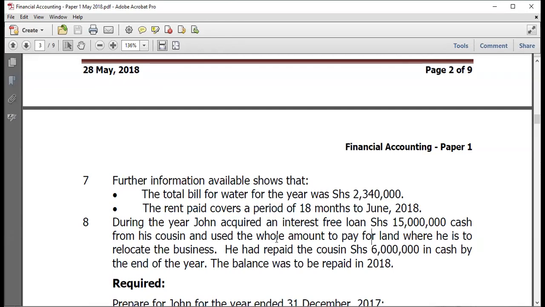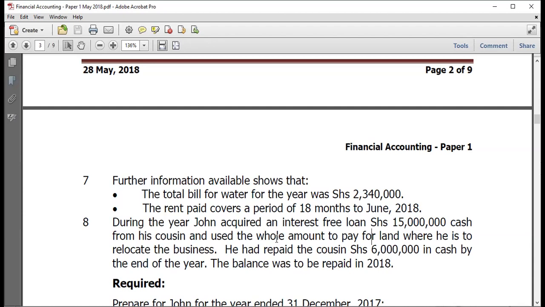And then they are telling us that this whole amount was used to pay for land where it's to relocate the business. Now, I want to highlight to you that sometimes the examiner may want to confuse you and say that it was to pay for land where John's personal house is located. Now, if you have such a transaction, that will be a personal transaction to John's life, okay, not to the business. So that transaction, you wouldn't record it. But the fact that we are talking about the business here, we bought this land for the business, is the reason why we are recording this whole transaction, okay?